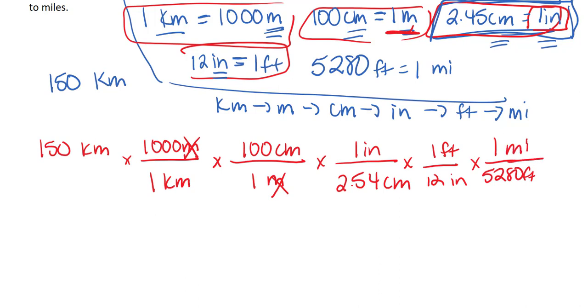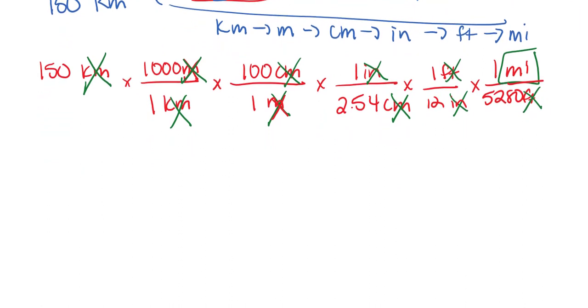And let's go ahead and look. So if we can get rid of kilometers here, we can get rid of meters, then we can get rid of centimeters, we can get rid of inches, we can get rid of feet, and we're left with miles, which is exactly what we want. So now we can just multiply. We multiply what's on the top, and then we multiply what's on the bottom together. So let's do that.